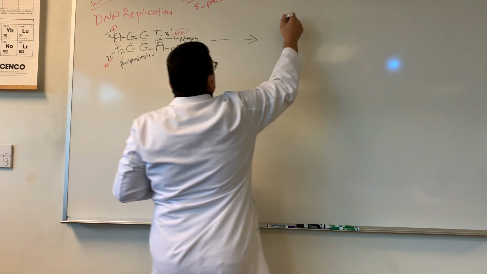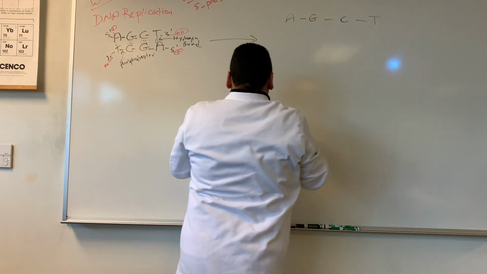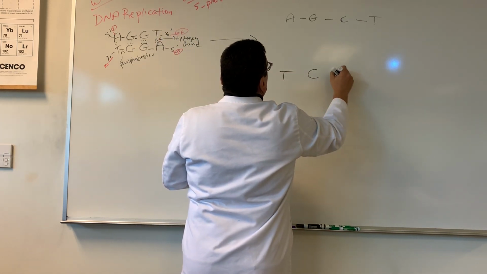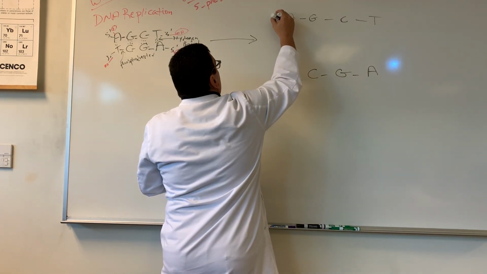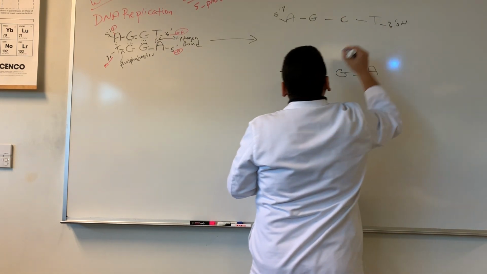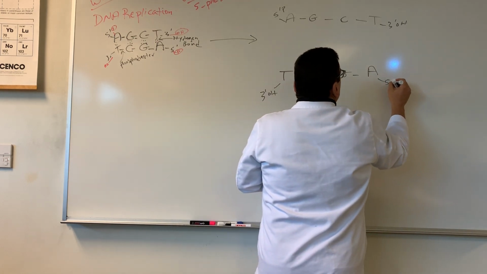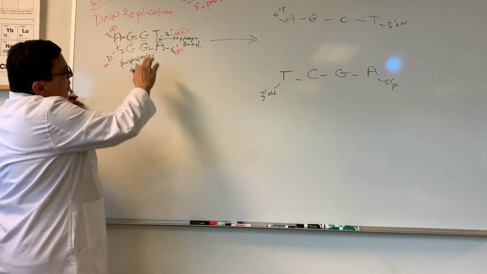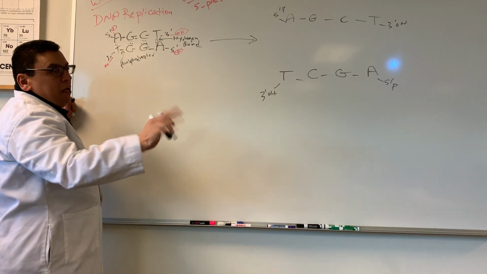Big picture. I will separate the strands. So A, G, C, and T. One of the strands will be separated from the other one. This is the 5 prime phosphate. This is the 3 prime hydroxyl. This is the 3 prime hydroxyl, and this is the 5 prime phosphate. I separated them. And how do I separate them? All I have to do is break the hydrogen bonds. Can you see that? And then copy, done.